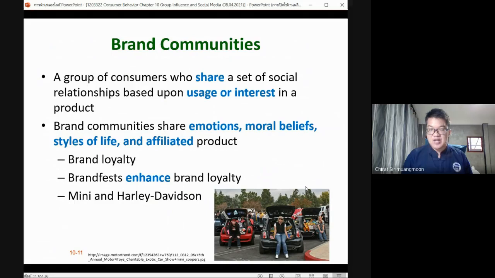Many marketers do this because they want to create brand loyalty, and then brand fests or the festival enhance the brand loyalty. And finally, some good examples that they always do are the Mini Cooper brand community and the Harley Davidson brand community. So the key point for brand community is they are trying to group the people who have the same thing, and then when they share, they can have some interaction and increase the sales of the product. And when you are in the group, you can have more power than just being an individual.